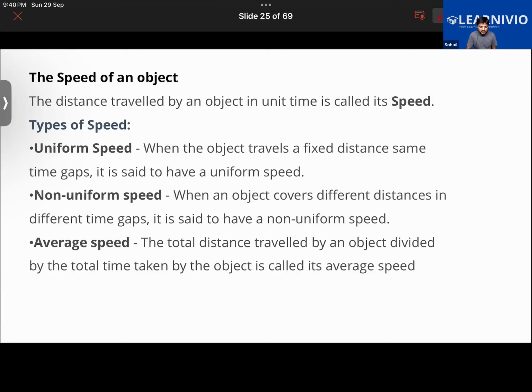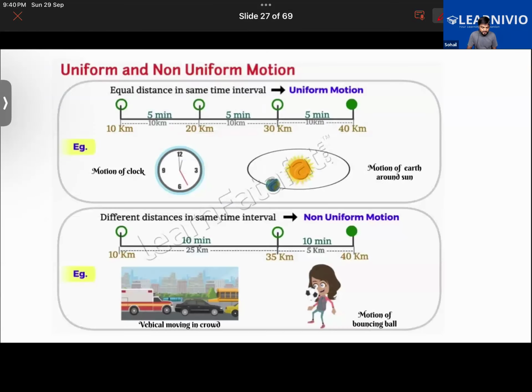That's the case. But when you look at the other object here, what can you say about this object? In the first part of the journey, it covered 25 kilometers in 10 minutes. In the other part of the journey, it covered just 5 kilometers in 10 minutes. Getting it now?